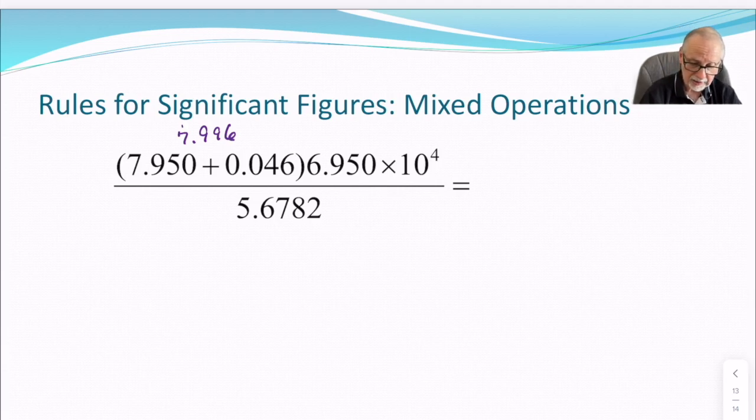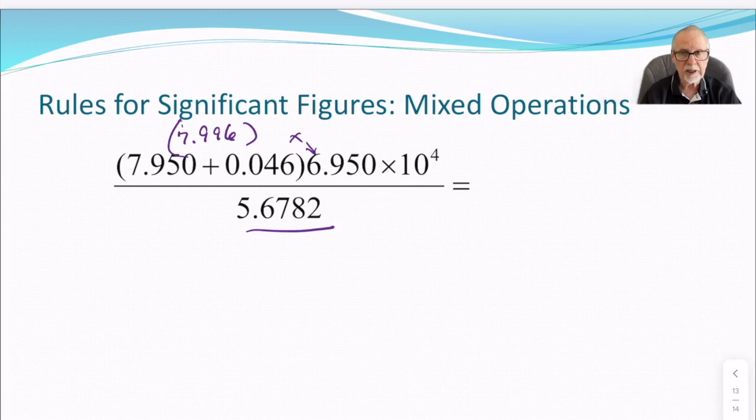All right, so that's going to be that, and we're going to multiply that by this 6.950 and then divide by this. Once I've done the addition, what's left over is multiplication. Once I figure out the number of sig figs in my answer in the addition, I'm going to use that in the multiplication. So how many sig figs am I going to have here in my addition problem?